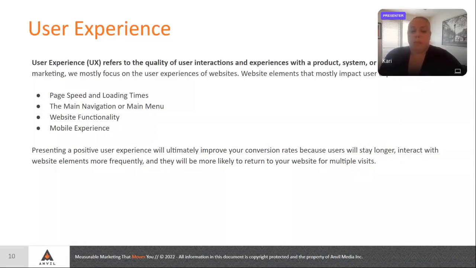And then that'll present a positive overall experience, and it'll ultimately improve your conversion rates because users will stay on the page longer, they'll interact with the website elements more frequently, and be more likely to return to the website later on for multiple visits, and ultimately, hopefully, completing a conversion on the page.